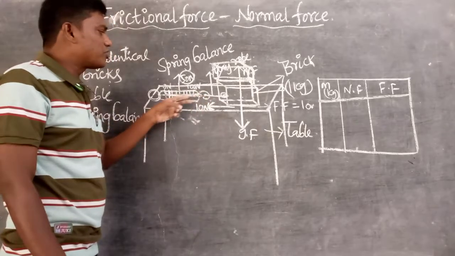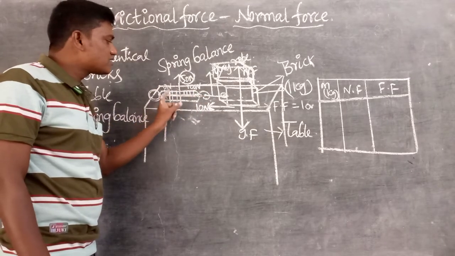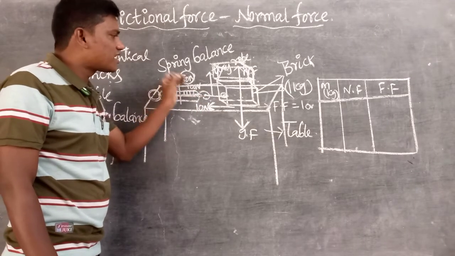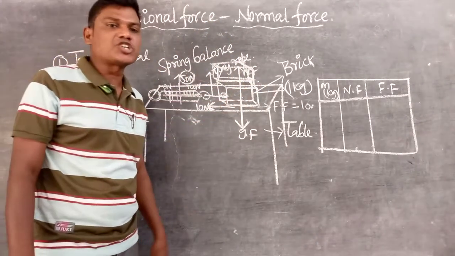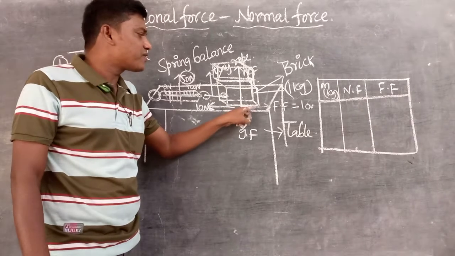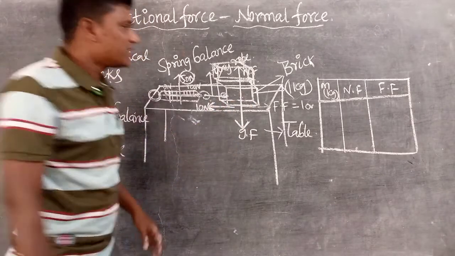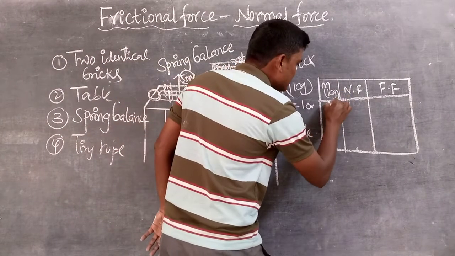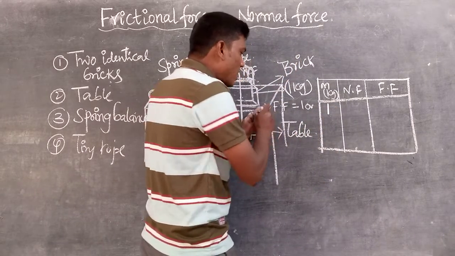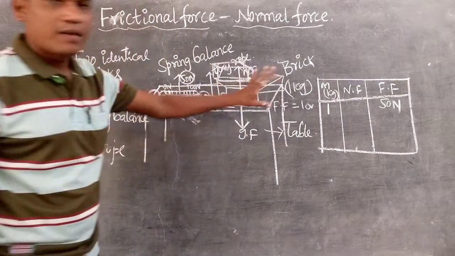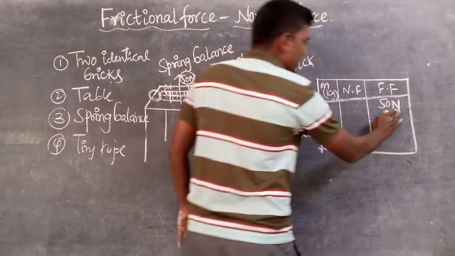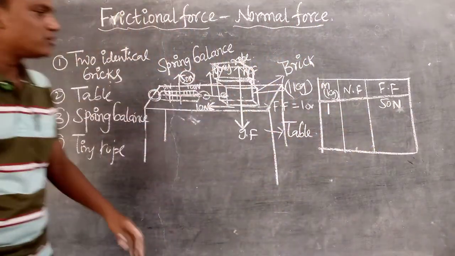When the brick is set into motion, at that time, the reading shown on the spring balance is what you note. That reading represents the frictional force offered by the surface of the table on the brick. So here we observe, what is the mass of the body? 1 kg. What is the frictional force? According to that, 50 Newton. It is not a practical value, just an imaginary, assumed value only.